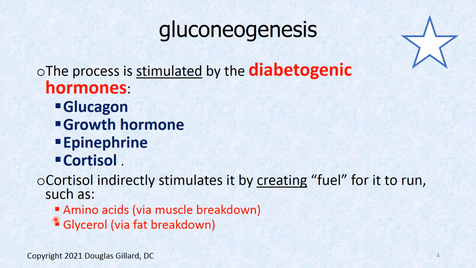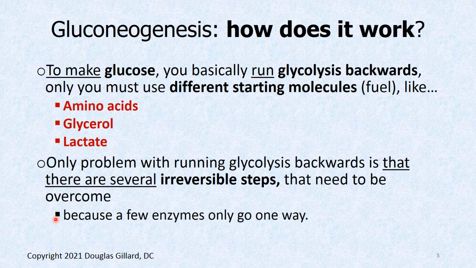What stimulates it? What drives gluconeogenesis? Well, in general, you could say it's stimulated or driven by hormones, specifically diabetogenic hormones, such as glucagon, growth hormone, and epinephrine. They can all drive it. We're concerned with cortisol because we're leading into Cushing syndrome, which we will start here in a little while. So cortisol, you could say, indirectly stimulates it by creating fuel for it. So it's driven by amino acids and glycerol, which are probably the two big ones. We'll look at another one too.